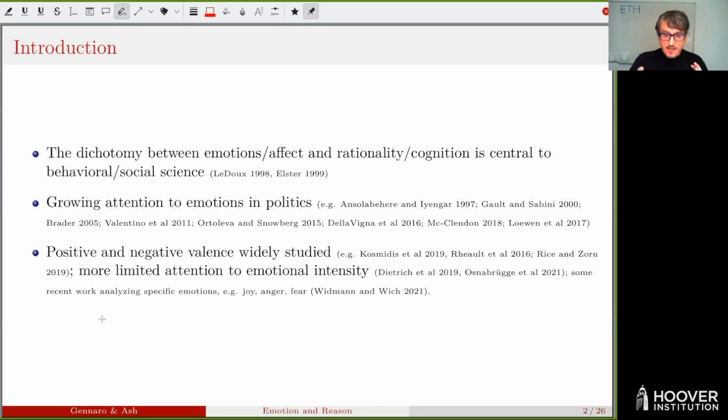In the area of empirical work, in this recent generation of papers that have started looking at emotionality in text or in audio or even in video, there's papers looking at positive and negative valence. There's some other work looking at specific emotions like joy and anger, and some limited attention, which is going to be our topic today, is emotional intensity.